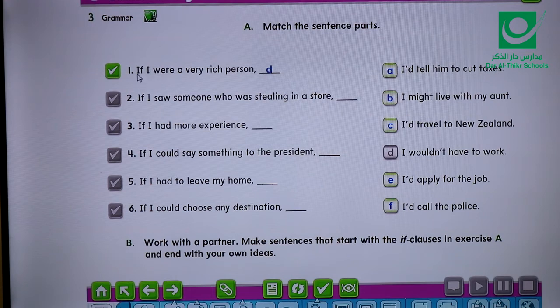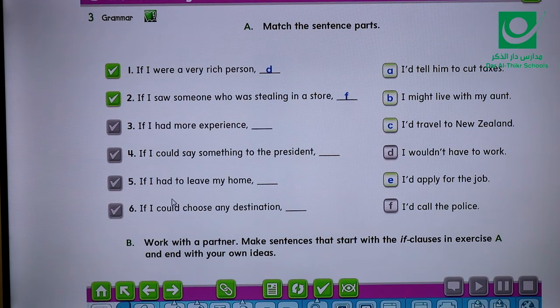Look at the parts here. If followed by the past form, this is where, past or verb to be. Then we have would plus infinitive. I wouldn't have to work. What about number 2? If I saw someone who was stealing in a store, what do you think? Yes, excellent. I would call the police. Again, if I saw someone who was stealing in a store, I would call the police.